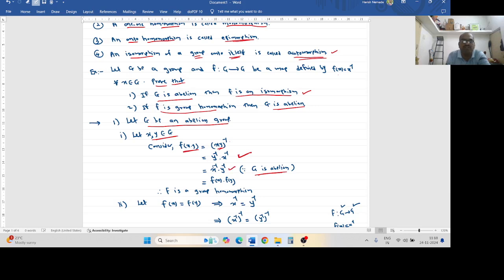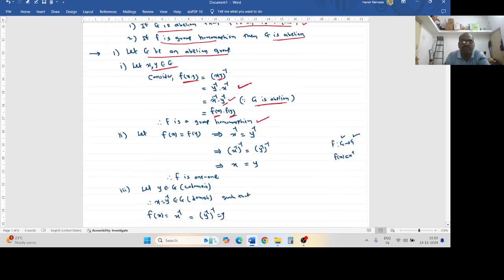But x inverse is what? f of x. So here we put x inverse equal to f of x, and y inverse equal to f of y. So thus here f of x into y is equal to f of x into f of y. So therefore f is a group homomorphism.